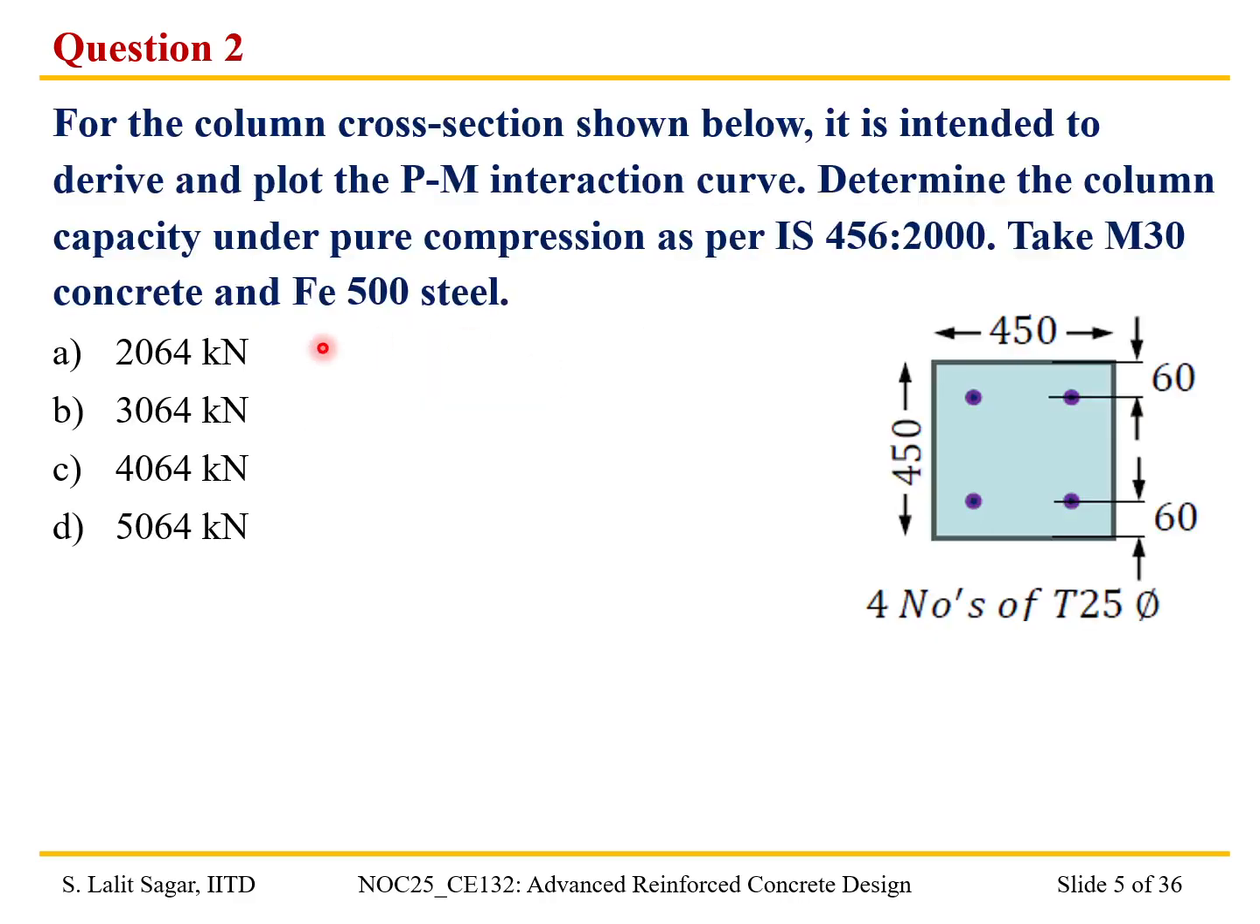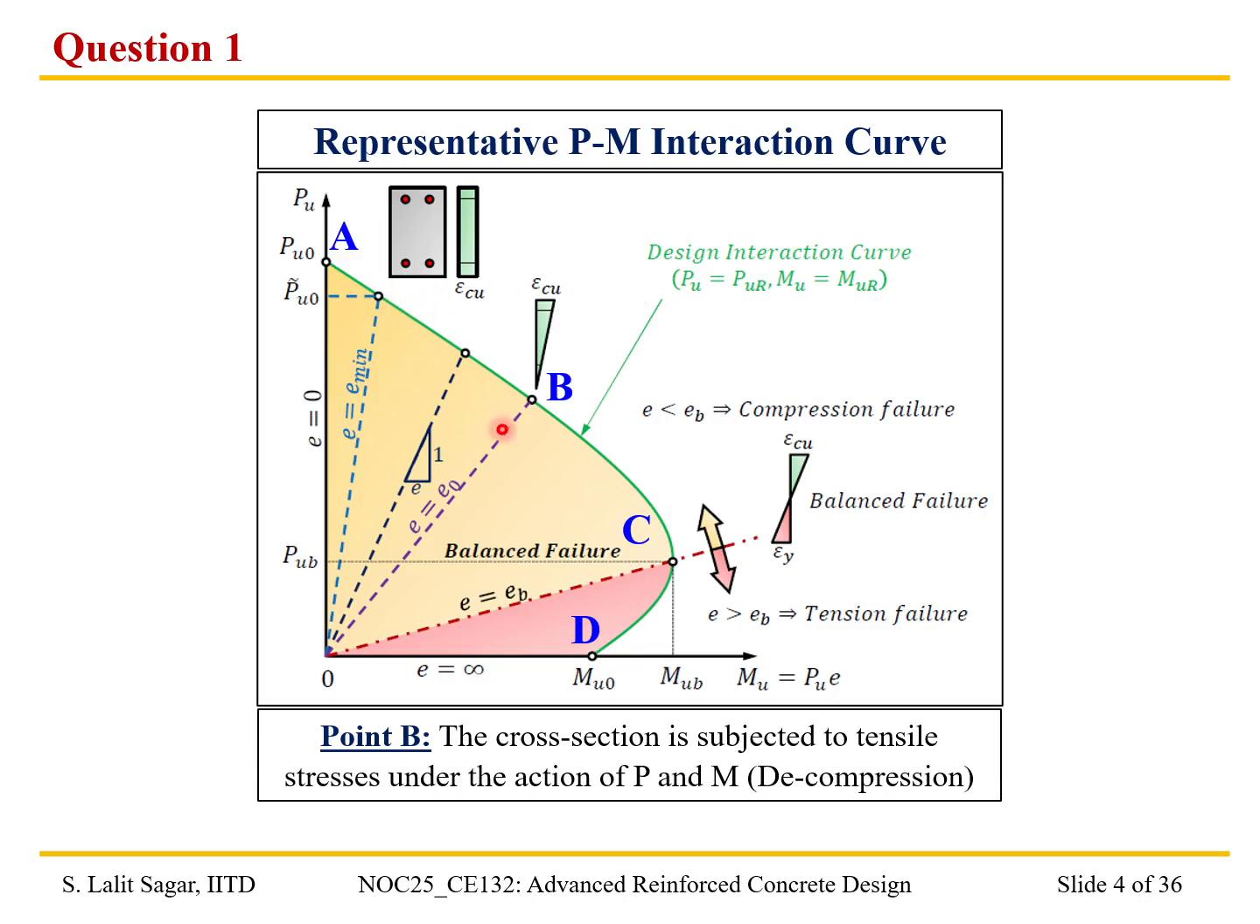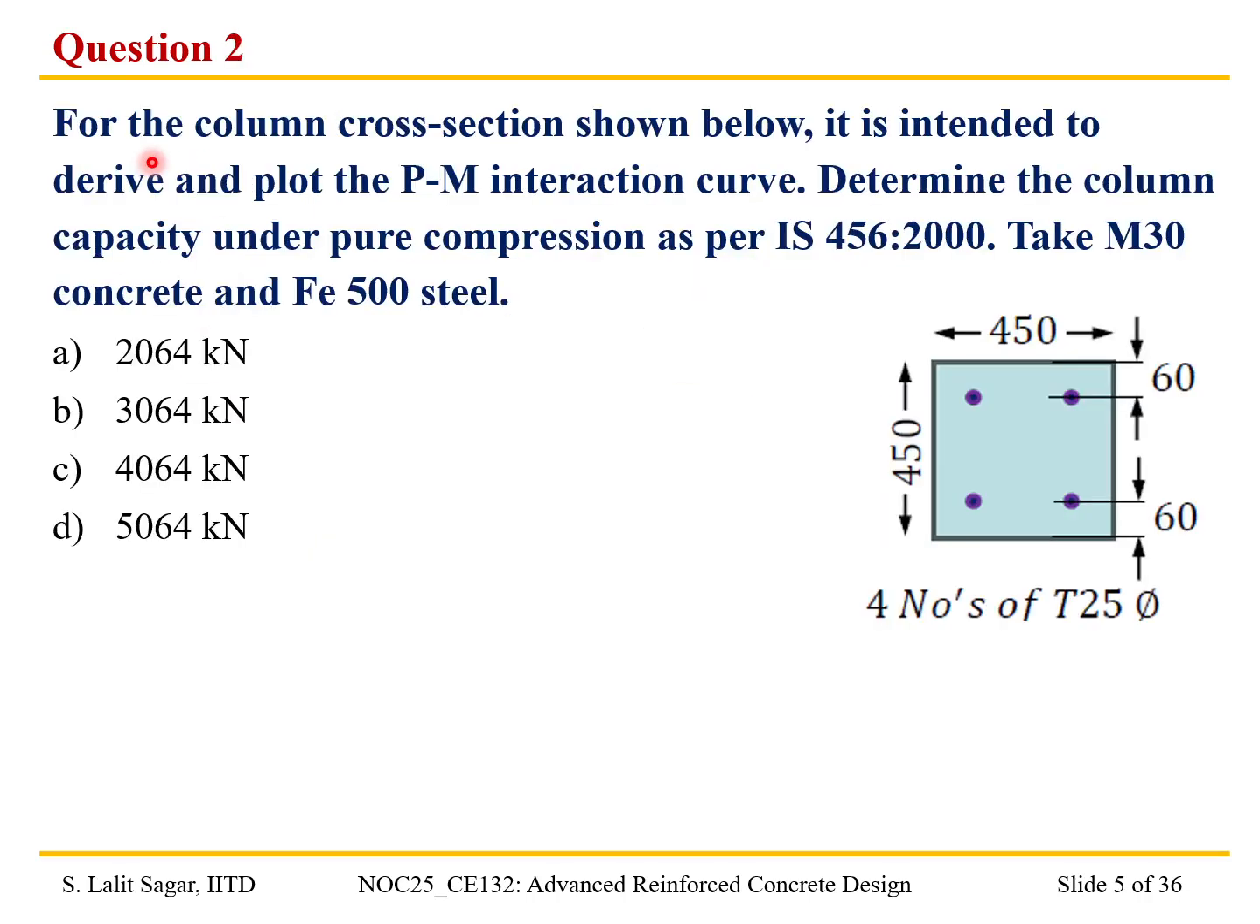Moving forward, we are going to start a numerical example now. So for the column cross section that is shown below, it is intended to derive and plot the PM interaction curve. So we are going to be plotting a PM interaction curve for a given cross section, as we saw in question 1. So question 2 is to determine the capacity of the column under pure compression as per IS 456 2000. Okay, so let us start with the numerical problem now.